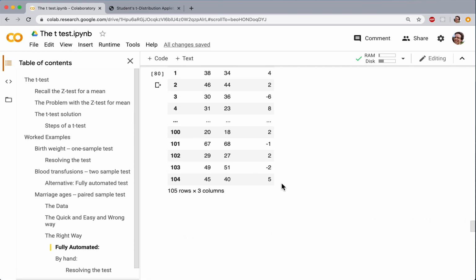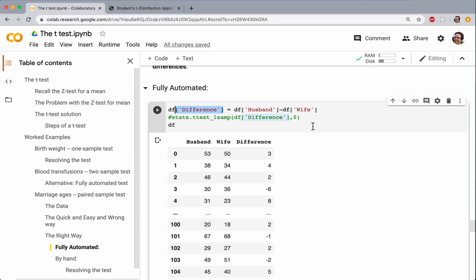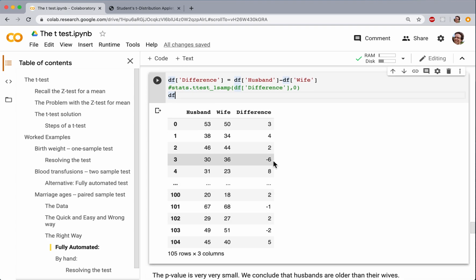And then here we calculate the difference. So by saying data frame difference column is equal to data frame husband column minus data frame wife column, then we get these differences. And notice that the differences are husband's age minus wife's age, which is typically positive here, but sometimes negative. If the wife is older, this will be negative. If the husband is older, this will be positive. And if they have the same reported age, then this will be 0. So this is the difference column.